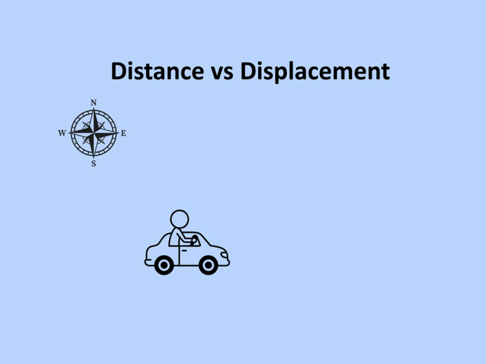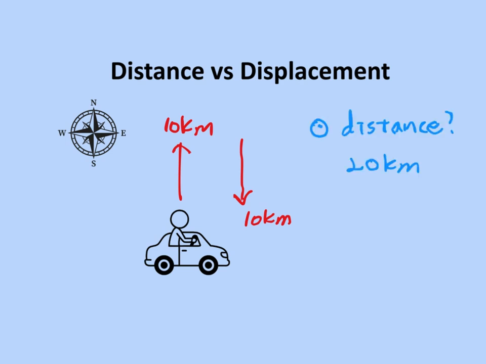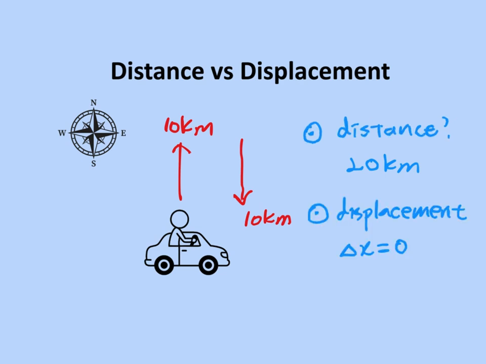Imagine you drive 10 kilometers north. You stop. Then you drive 10 kilometers south. How far did you travel? That's easy. 20 kilometers. But what is your displacement? 0. You're back where you started.